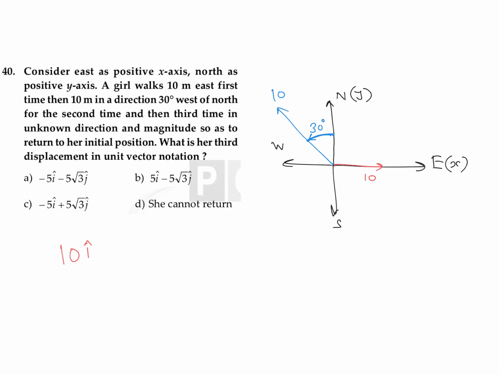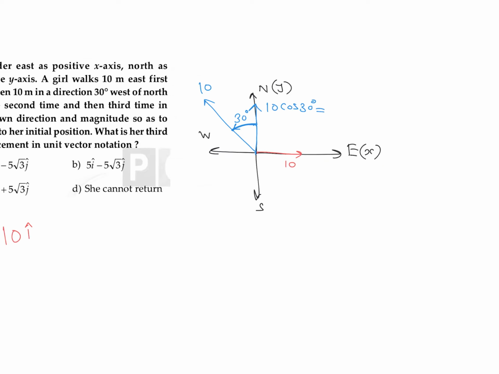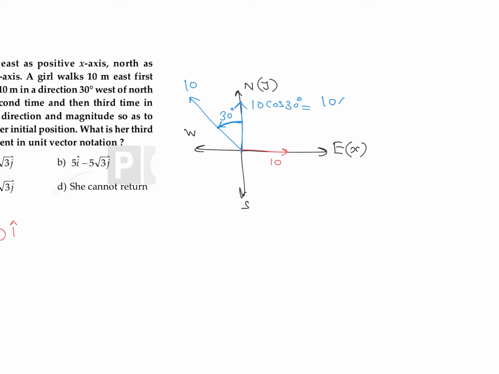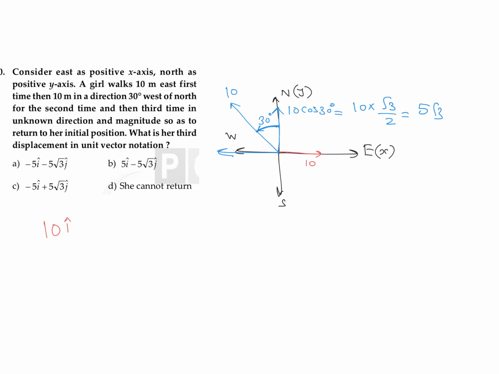Our aim is to express this in terms of i cap and j cap, so we can resolve this into its components. So the component of 10 along this direction is 10 cos 30, and we know that cos 30 is root 3 divided by 2, so we get 5 root 3. Like that we can find the component along the x-axis, that is 10 sine 30. Sine 30 is 1 by 2, so that is equal to 5.